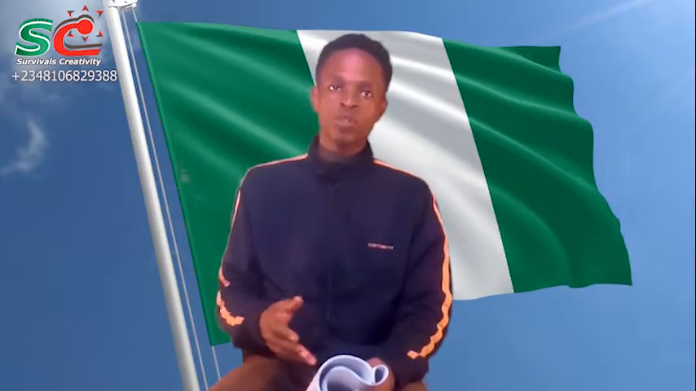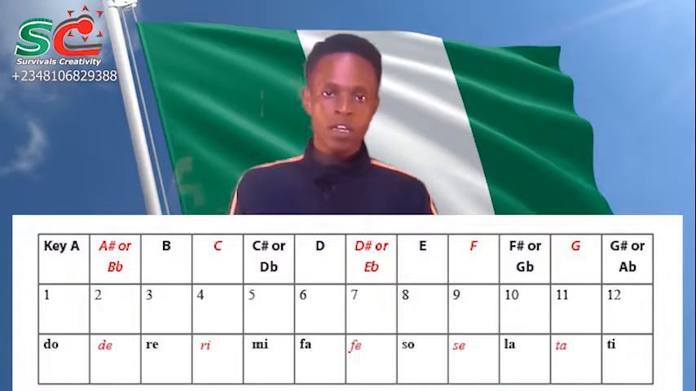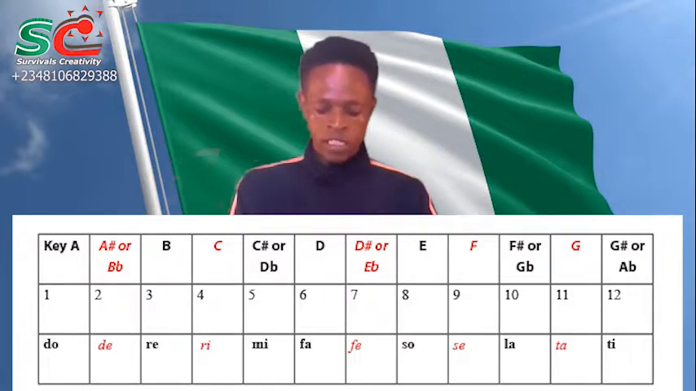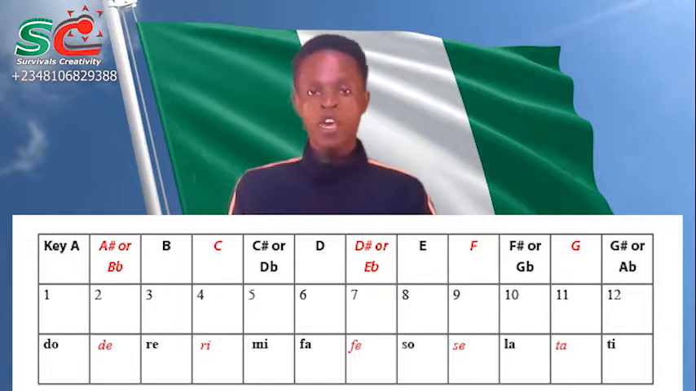Also, for any key you want to get the scale of, this is what you do. You write out the keys starting from the particular key you want to get the scale of. Let's take, for example, the key of A. The first thing we will do is write A, followed by A sharp or B flat, B, C, C sharp or D flat, D, then D sharp or E flat, then comes E, F, F sharp or G flat, then G, G sharp or A flat.